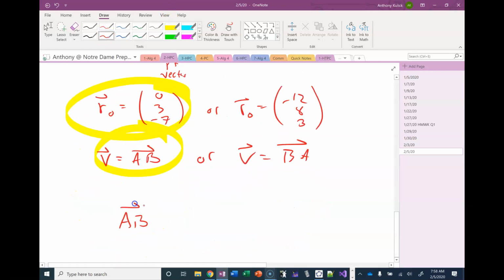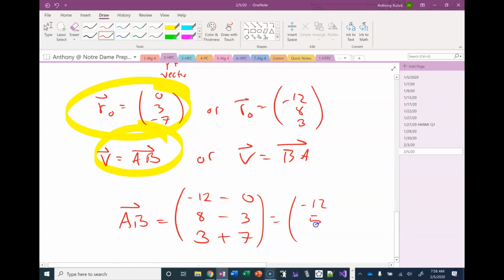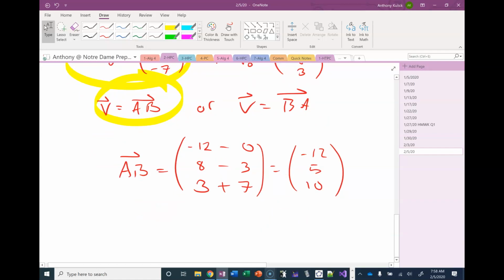So AB is going to be the points from point B, and then subtracting from them the points from point A. Okay with that? So now all I have to do is put this together. So R is equal to R naught plus V T.